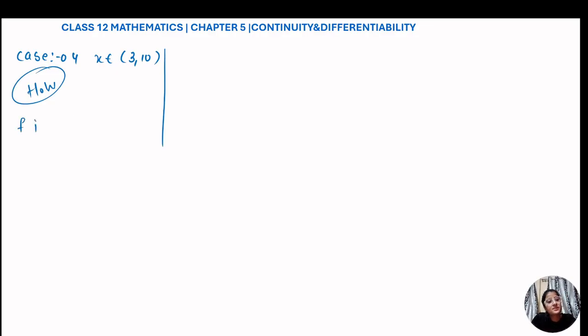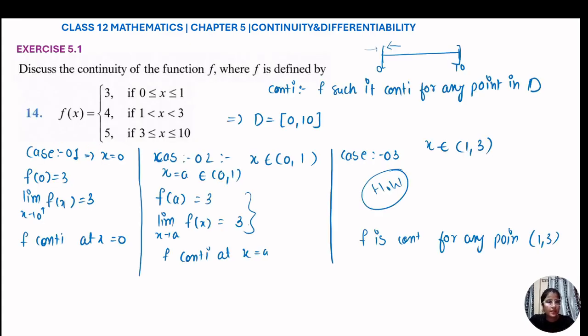So here also, f is continuous for any point in the open interval (3, 10), as this is the same as case 2. Now as you can see, we are only left with a few points to check. We are done with closed 0 to open 1, done with 1 to 3, then 3 to 10. We are only left with the points 1, 3 and 10.